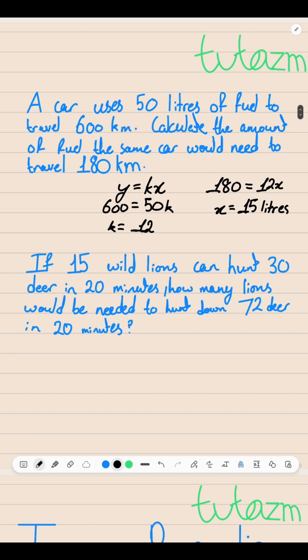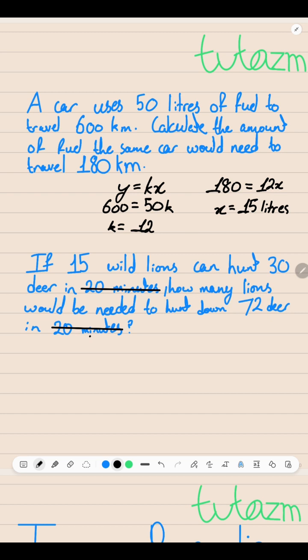Okay, so the question says, if 15 wild lions can hunt 30 deer in 20 minutes, how many lions would be needed to hunt down 72 deer in 20 minutes? I think the trick that this question is trying to get at is giving you 3 variables here, but the amount of time remains constant, so we're not working with that right now. We don't really care about the 20 minutes for this question. What we care about is the wild lions and the deer.